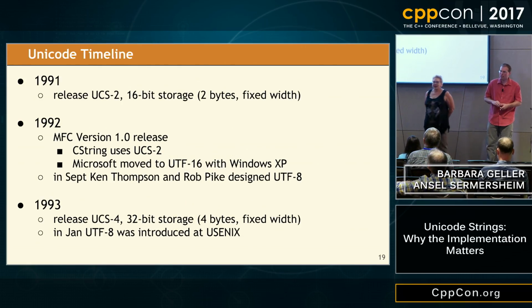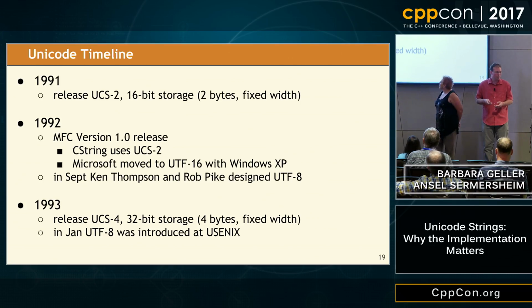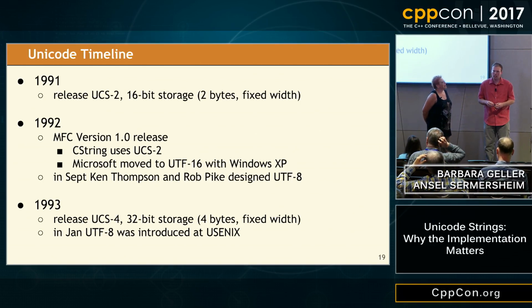So let's look back at the history of how we got into this state. The original version of Unicode came out in 1991, and the major encoding that was used was UCS2. It was a fixed width encoding with 16 bits per storage unit, because again, they thought that was all the characters we would ever need.